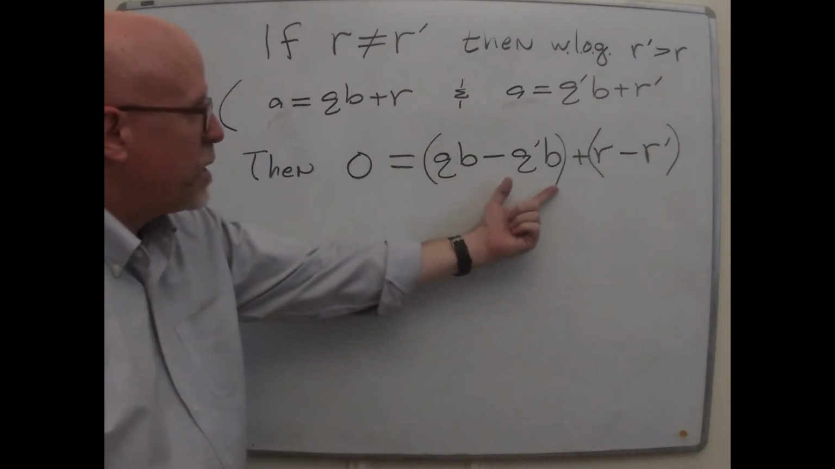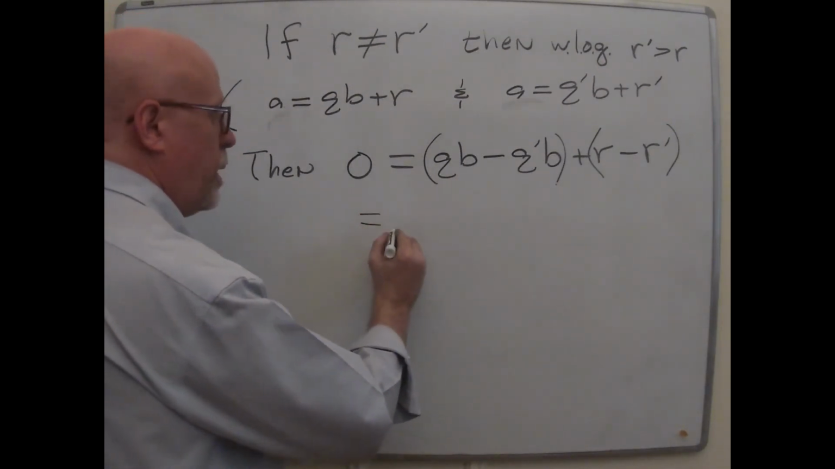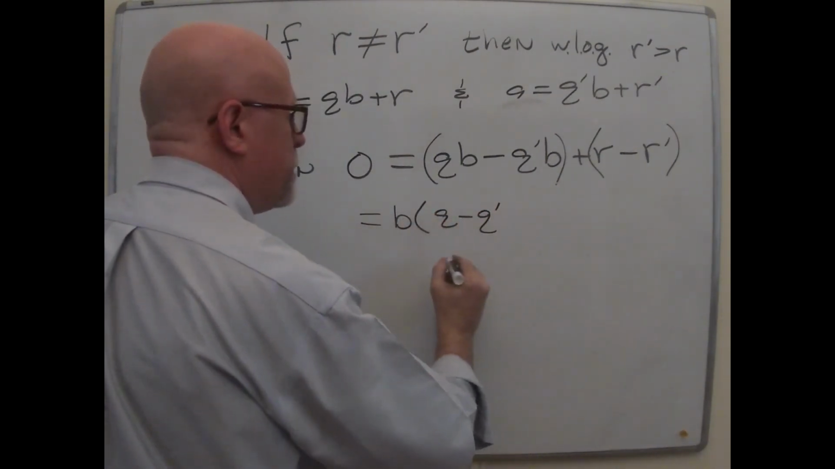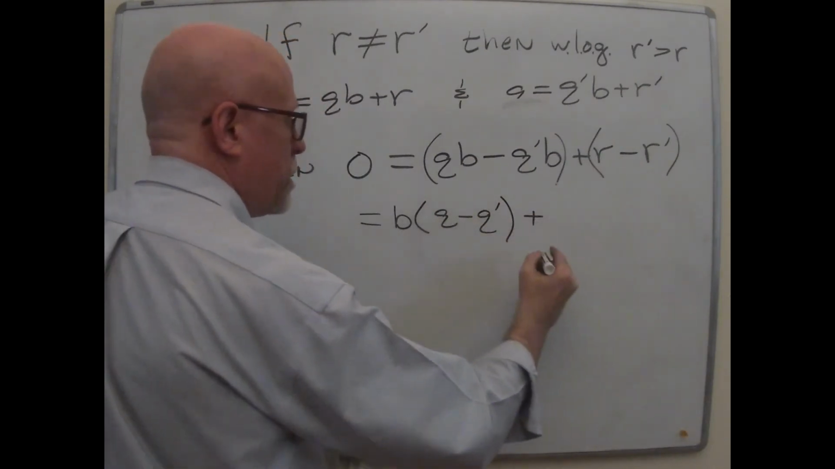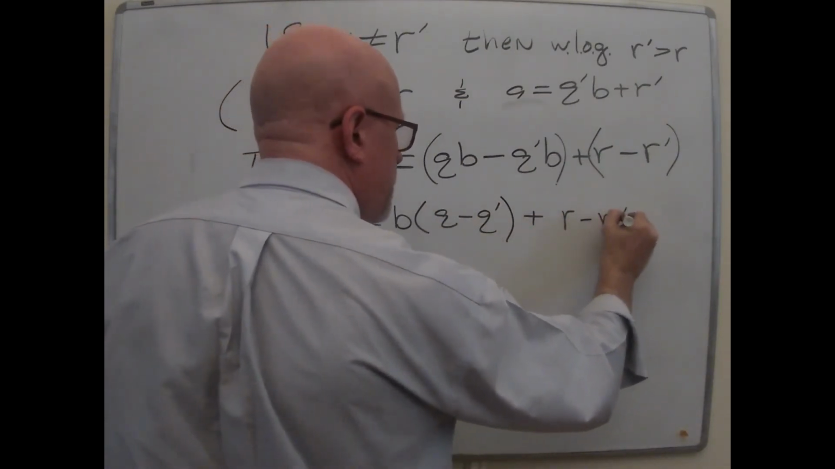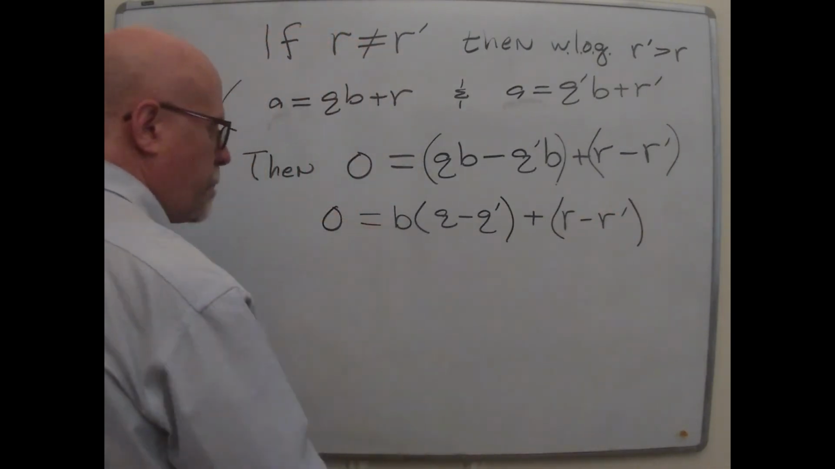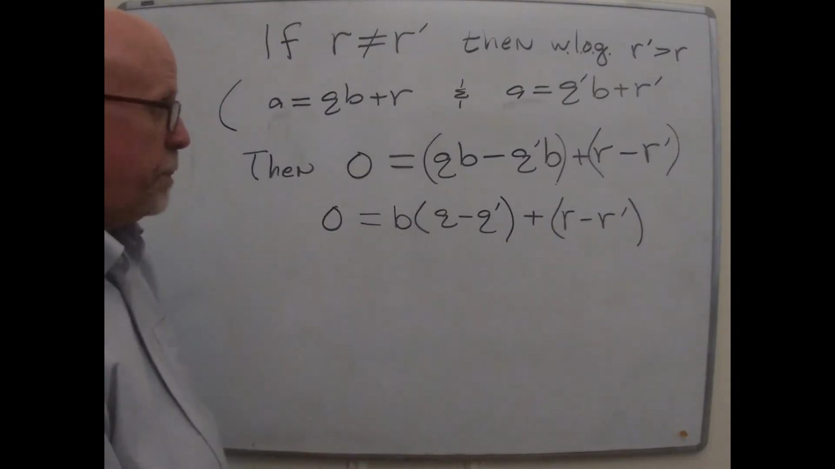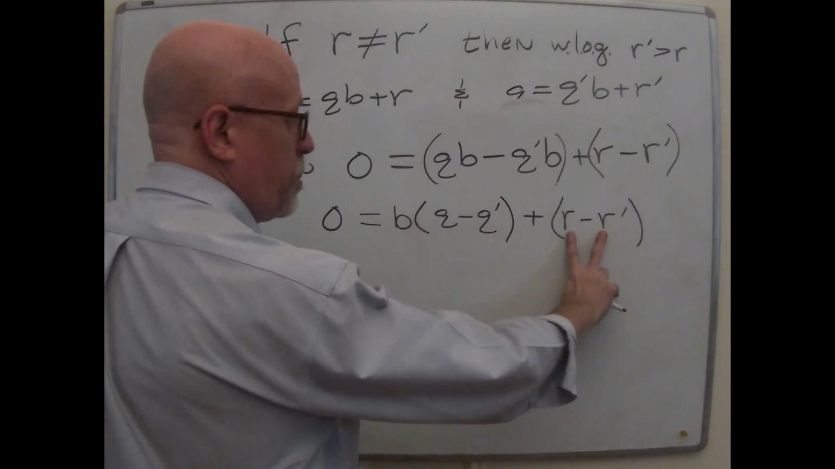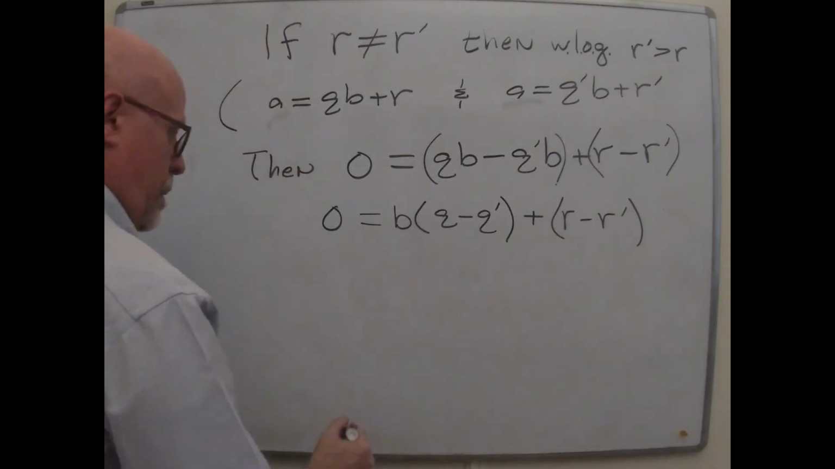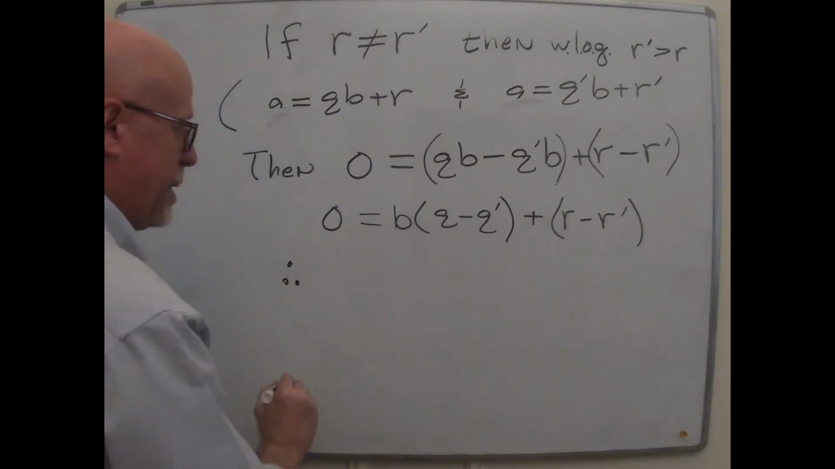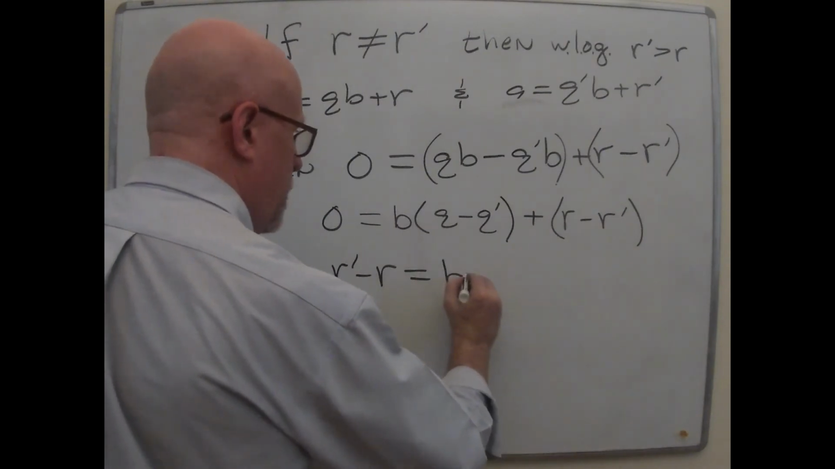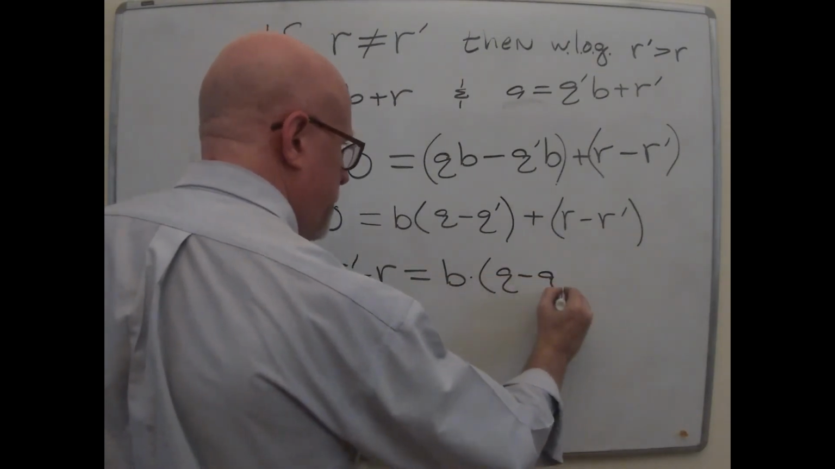There's no effect, it's just grouping them so that I can see what happens. This first set of parentheses has a b in it, so we have b times this difference, q minus q prime. And that one I leave alone, r minus r prime. That's 0. But if you have two things that add up to 0, that means they're negatives of one another. And you can take the negative of a subtraction just by reversing the order. So the conclusion is that r prime minus r should be equal to b times q minus q prime.